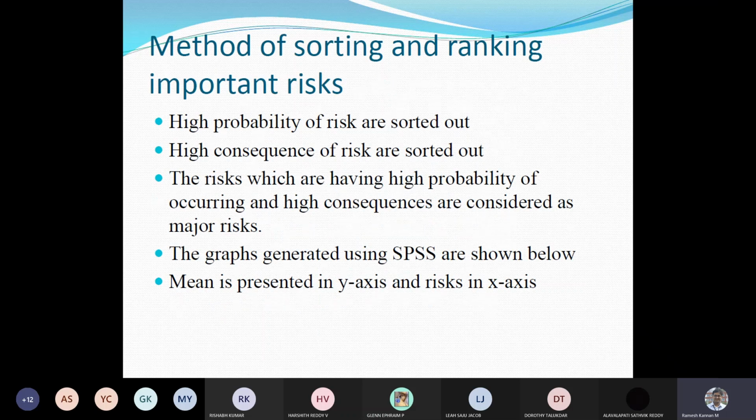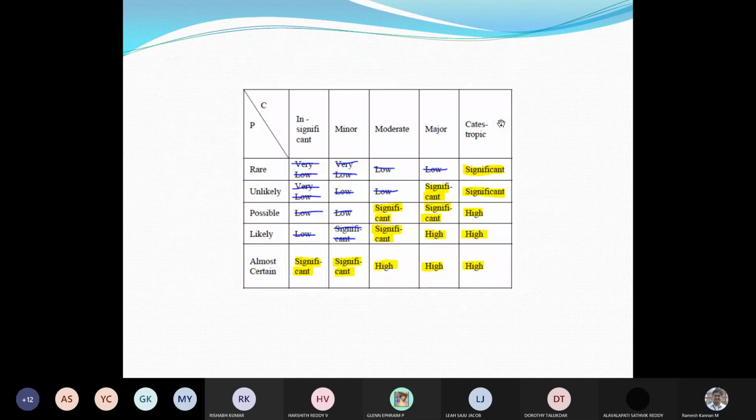It's very important, right? The high probability risks are first identified and sorted out. Then high consequence risks are also sorted out. Insignificant is not a very high consequence, but catastrophes are very high consequences. The risks which have high probability of occurring and high consequences are major risks. Like in this case, these yellow colors are highly occurring, or have higher risk. Whereas you can see the low can be put under moderate risk, and this very low can be put under less severe risk.